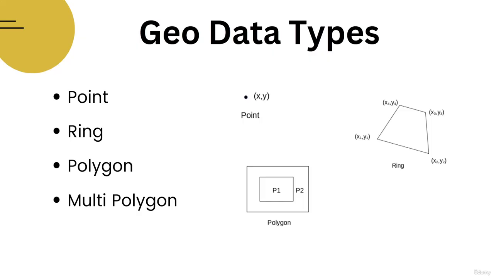Finally, we have the multi-polygon data type. As the name suggests, this data type is used to store multiple polygons. In ClickHouse, multi-polygons are stored as an array of polygons. Let us look at an example for each of these data types.